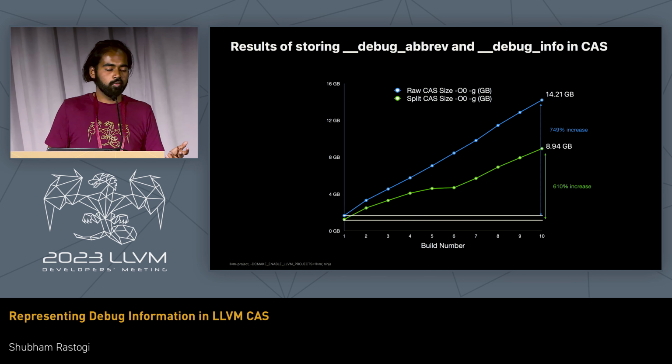So once again, when we do this and look at the results over 10 builds, we see something like this. And once again, we can see that not only is the size over 10 builds smaller, but the rate of growth over 10 builds is also smaller. However, I would like to note that the results for these sections are not as impressive as the other ones. There is more work to be done here.